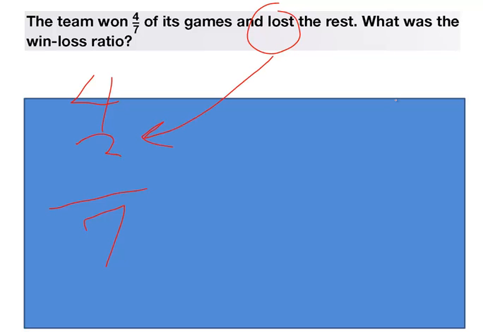That's right, they lost 3. Because for every 4 games they won, they lost 3. So they won 4 out of every 7 games, and they lost 3 out of every 7 games. So their win-loss ratio is 4 to 3.